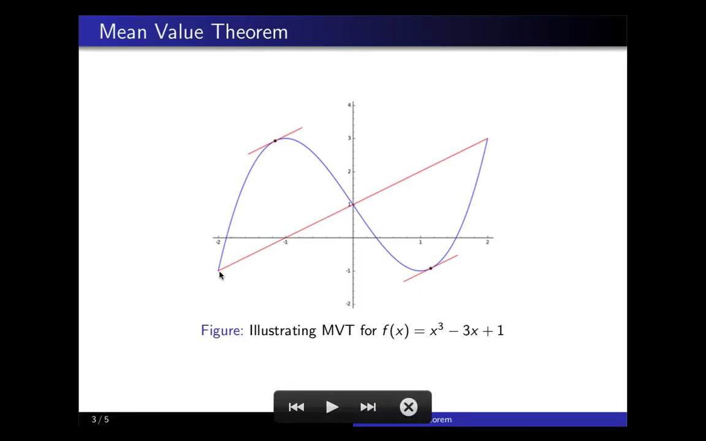Right, so here from the plot, again, we have the function x cubed minus 3x plus 1 given by the blue curve. The red line here connects the two endpoints, and these two tangent lines are parallel to that secant line, and that gives us the two places where the slope of the secant line has the same value as the slopes of the tangent lines, at plus or minus 2 over square root of 3.